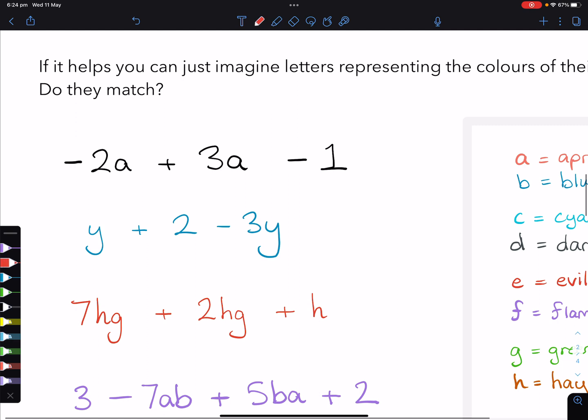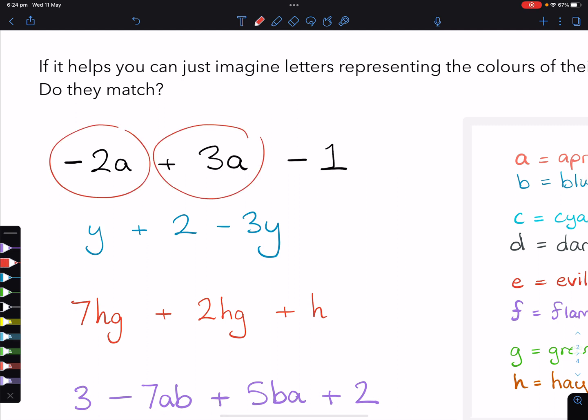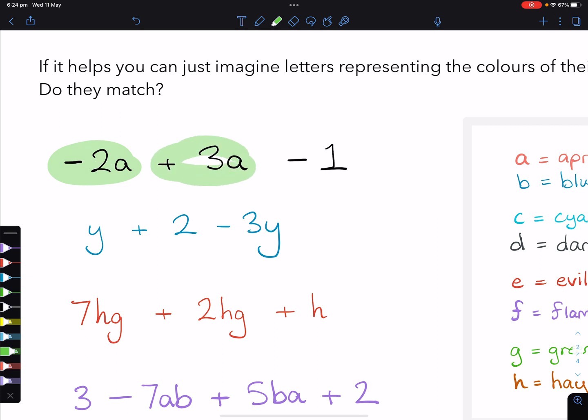Well, I can see I've got -2 apricots plus 3 apricots. I think these ones belong to the same team. So I would group this term and this term as belonging together because they have the exact same uniform. This one, on the other hand, has no uniform, so it must be some random person watching the game. They don't belong with the team.